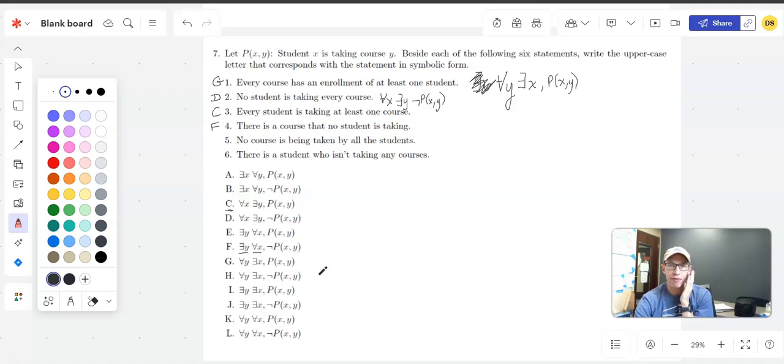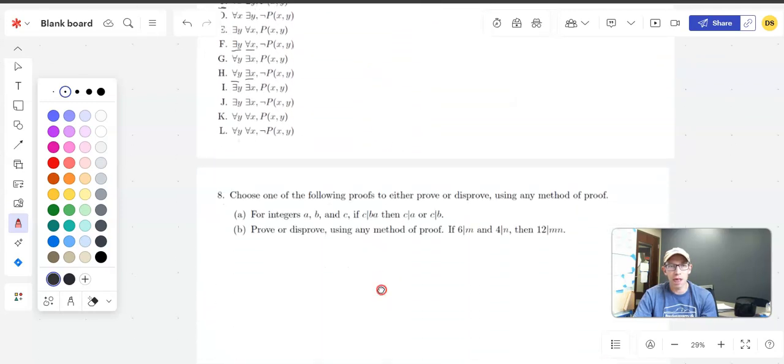No course is being taken by all the students. So that means for every course, there's at least one student that's not taking it. And there is a student who isn't taking any course. There exists a student, there exists an x, such that for all y, the student is not taking the course. That's B right there. Maybe pause, go back through those. These are very tricky. It's one of those things that with practice, you do get better and better.